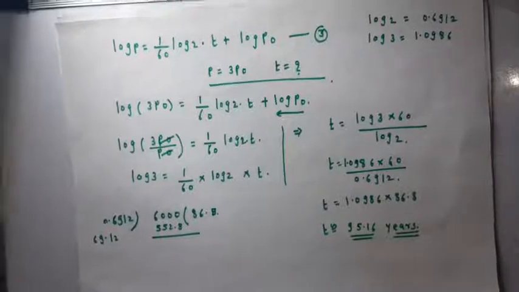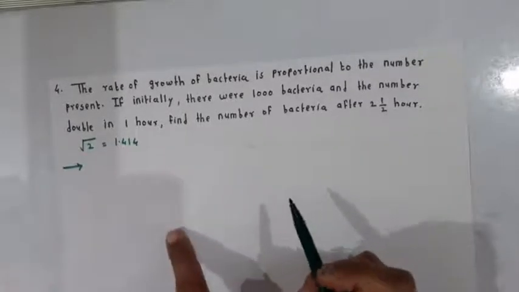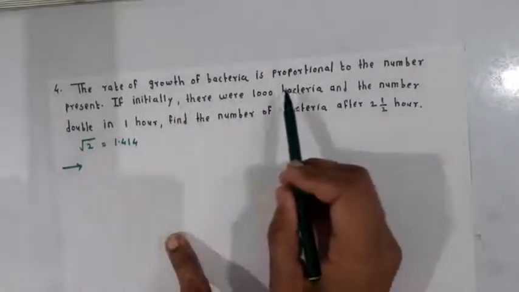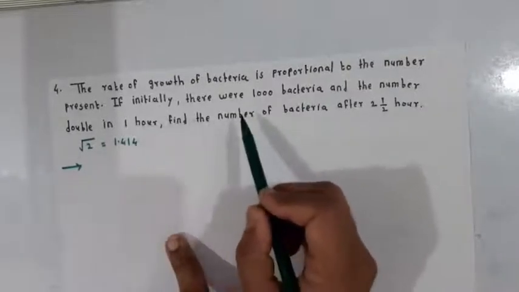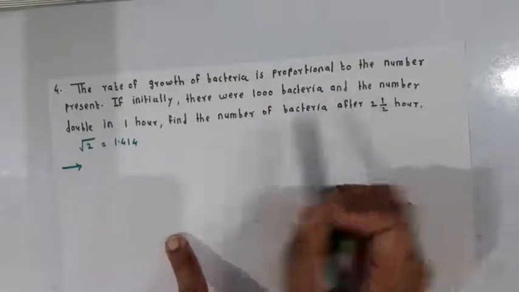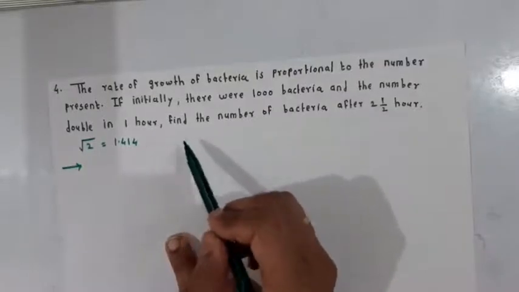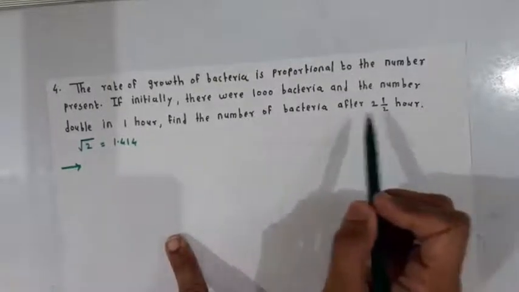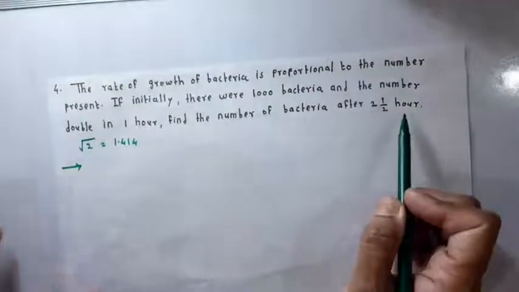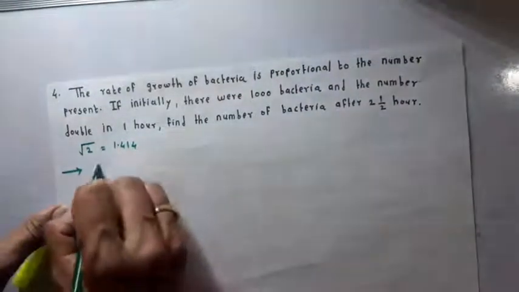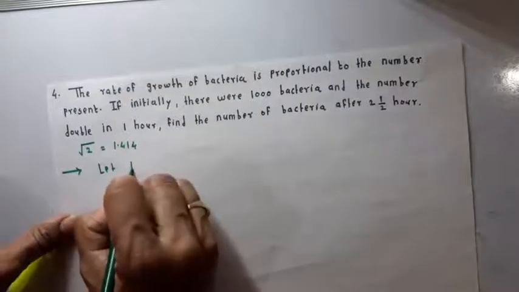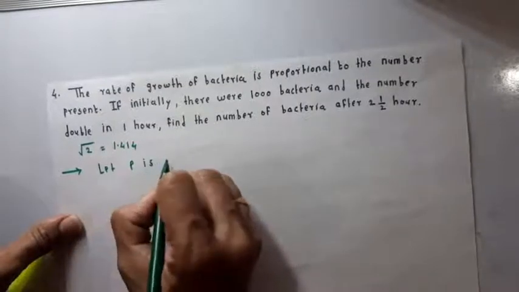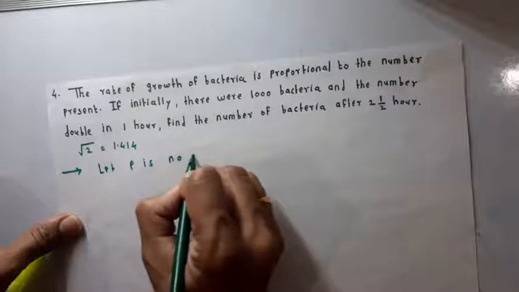Okay. The next problem is that the rate of growth of bacteria is proportional to the number present. If initially there were 1000 bacteria and the number doubles in 1 hour, find the number of bacteria after 2.5 hours. Okay, so let P be the number of bacteria.